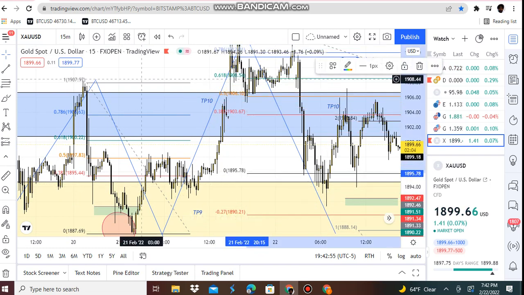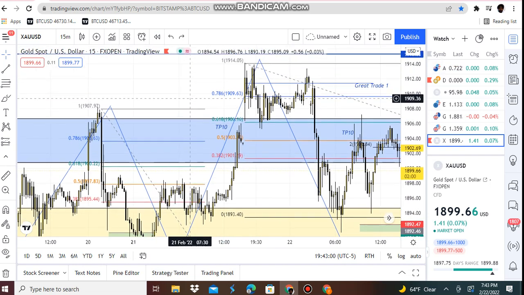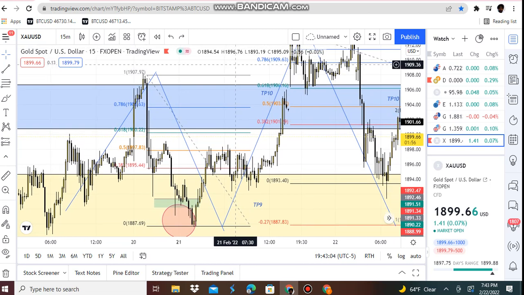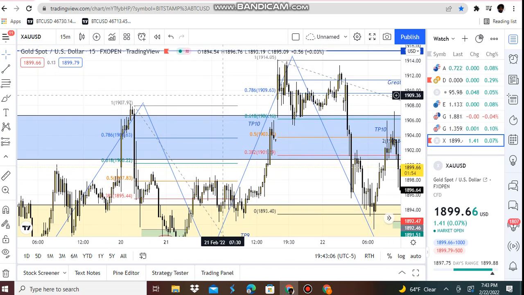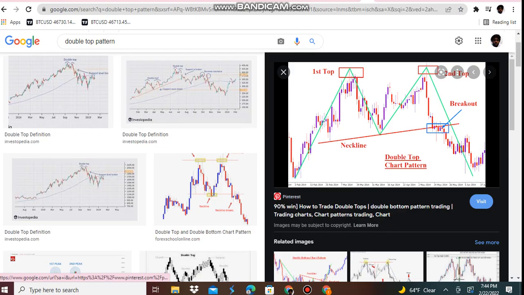So this is our double top pattern that you will see after an extended uptrend, as price was in an uptrend. You'll see this double top pattern, and this lets us know that price is heading back down. It does exactly that. And you see, price does exactly that again.